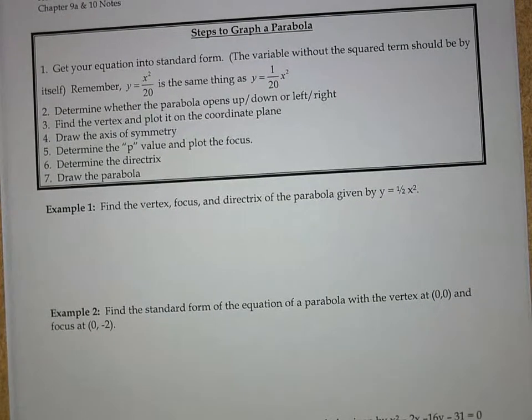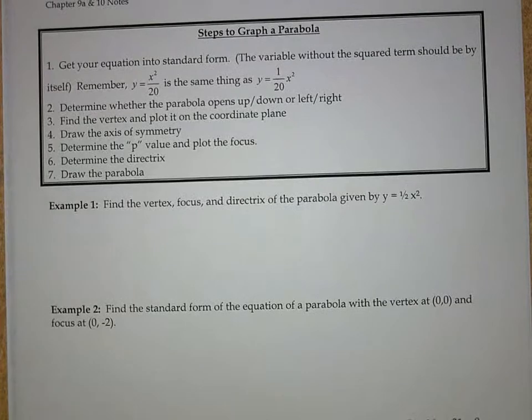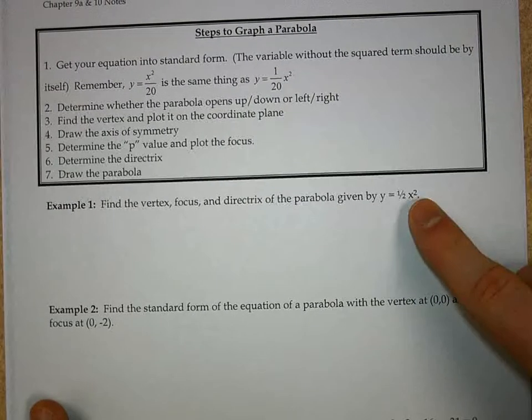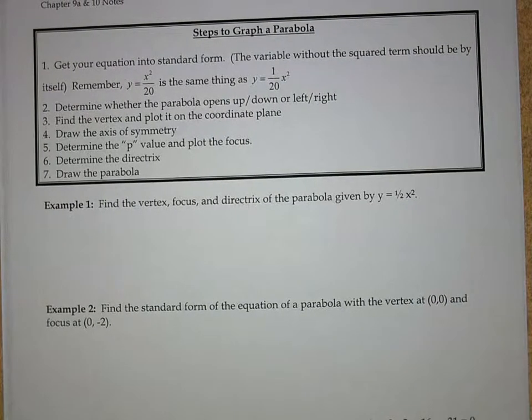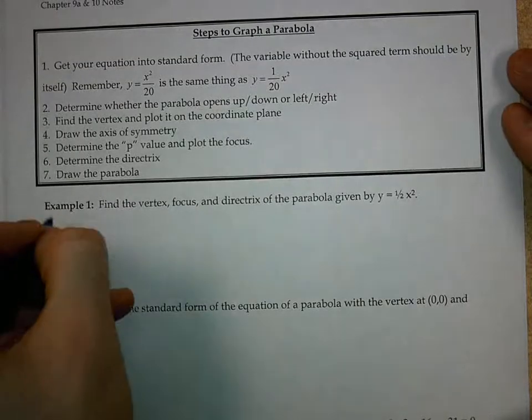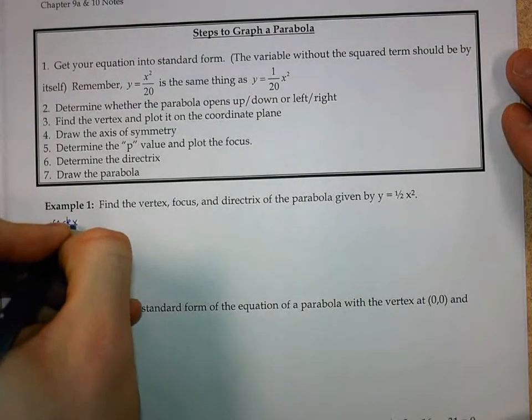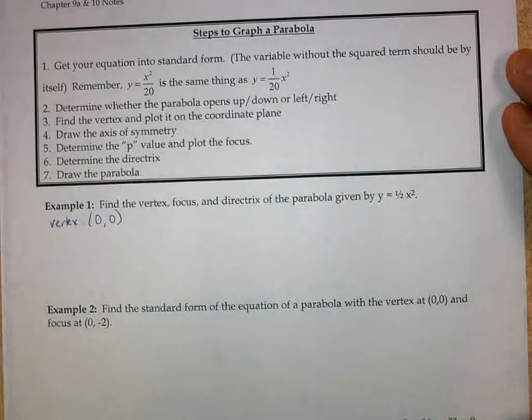So first, finding the vertex, focus, and directrix of the parabola given y equals 1/2 x squared. Now you know 1/2 x squared is just going to be a parabola that opens upward that is slightly wider. Well, let's go through all the steps. First of all, the vertex here. We can see that there is no shift at all. There's no x minus 4 quantity squared. There's no h's or k's in there. So I know my vertex is going to be at 0, 0.